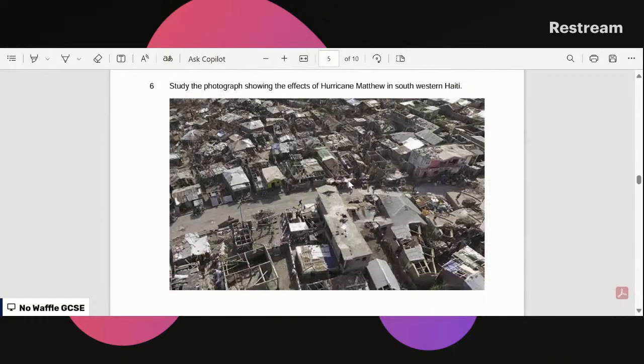Okay, study the photograph showing the effects of Hurricane Matthew in southwestern Haiti. Now, the most common error in geography papers when you've got a question like this is people not referring to the figure. Now, you're supposed to refer to the figure when answering questions like the 8 markers, because you want to talk about, okay, you can see there's a lot of destruction that's happened here. The houses aren't really clearly sturdy quality, and therefore they're very susceptible to damage. So always refer to the figure, because otherwise you won't be able to get that full 8 marks.